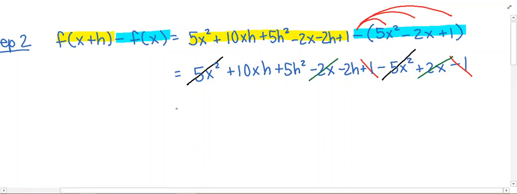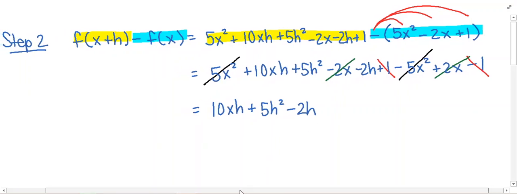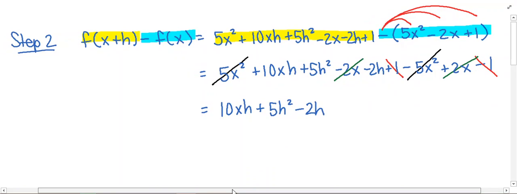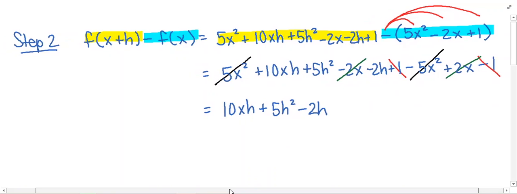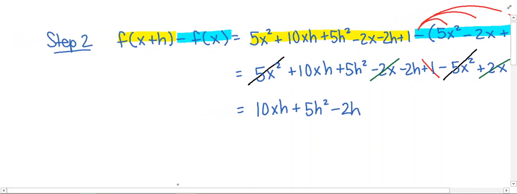Okay, so we need to write what's left. We're left with 10 times x times h plus 5 times h squared minus 2h. Make sure you grab everything. It's really easy to miss this little piece right here. Okay, so this is the numerator of the difference quotient. This is the result of f of x plus h minus f of x.